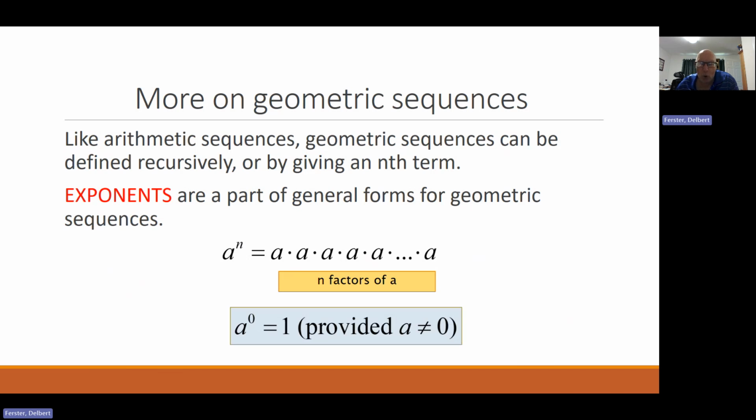All right, for those of you who want to show off, a to the 0 is 1 if we agree that a isn't 0. We've all heard math teachers, including yours truly, say anything to the 0 power is 1. That's almost true, but it's not true because 0 to the 0th power behaves very oddly. It's a really lovely calculus term, and as such, it's outside of the range for this particular class.